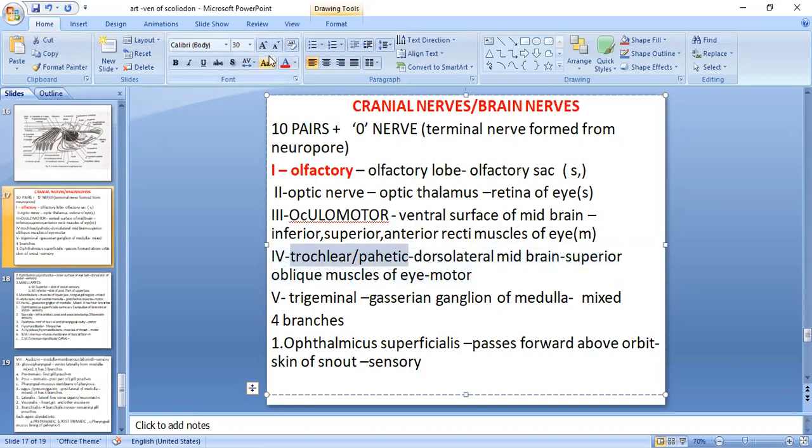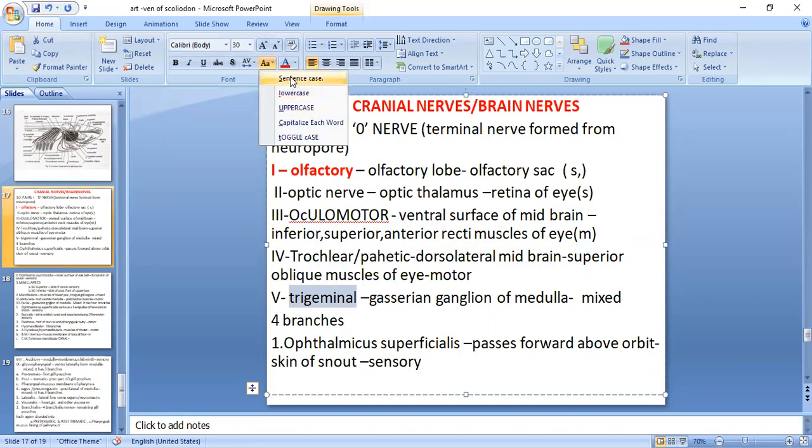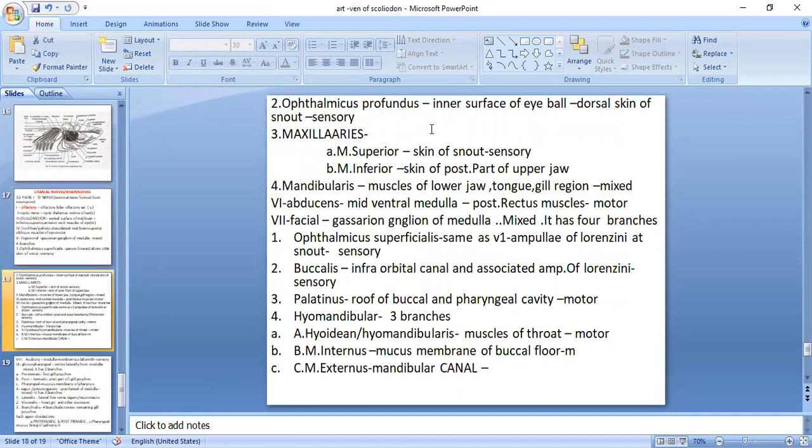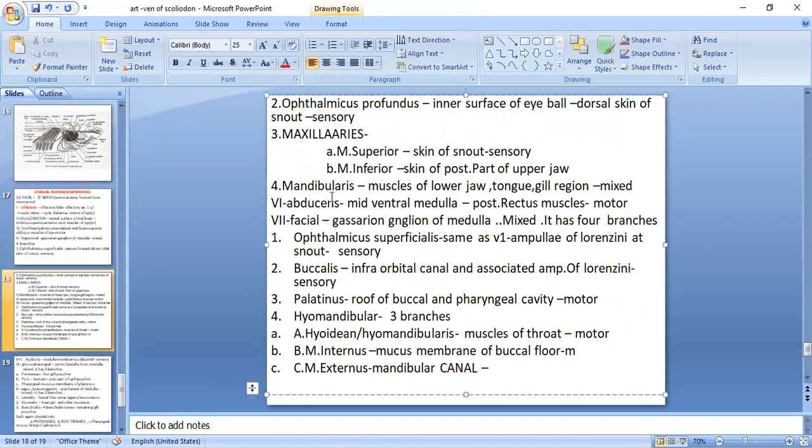The trochlear nerve is also called the pathetic nerve. The fifth one is the trigeminal nerve. It has 4 branches: ophthalmicus superficialis, ophthalmicus profundus, maxillaris, and mandibularis. The fifth one has 4 branches. The sixth one is the abducens nerve.